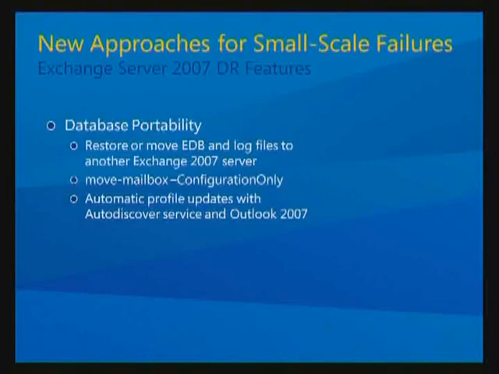It allows you to put your data, your mailbox databases, your storage groups, in a different place, and then use move storage group path and move database path and move mailbox configuration only to rehome all that information about the database. The database becomes essentially unlinked from the server. And again, in this case, when you use database portability to move your databases around, you will get the automatic updates of the profile with auto discover.